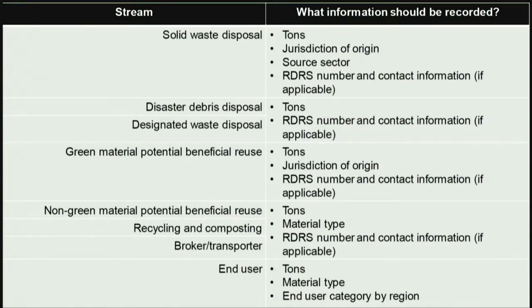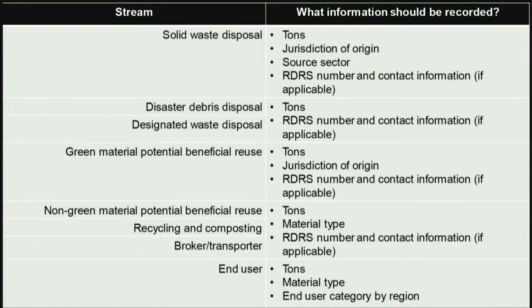So if you're handling solid waste and you're sending solid waste, you generally want to be keeping track of the tons, the jurisdiction of origin, the source sector, and the RDRS number and contact information to each facility to whom material was sent. For disaster and designated, as I've alluded to several times, you don't need to track the jurisdiction, just the tons and the RDRS number for either where you got it from or where you're sending it.